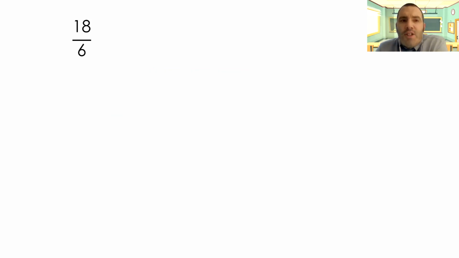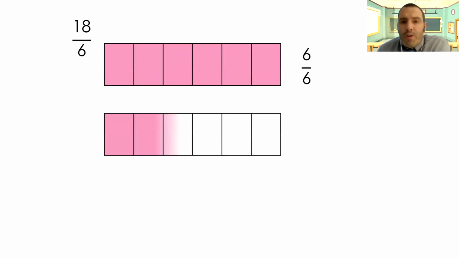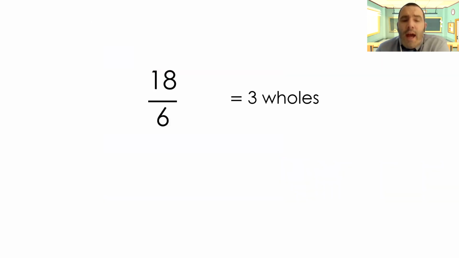How about 18/6? Well, I've got 1 lot of 6/6, 2 lots of 6/6, that gives me 12. And another lot of 6/6 gives me my 18. So 18/6 is the same as, or is equivalent to, 3 wholes. So 18/6 is 3 wholes.